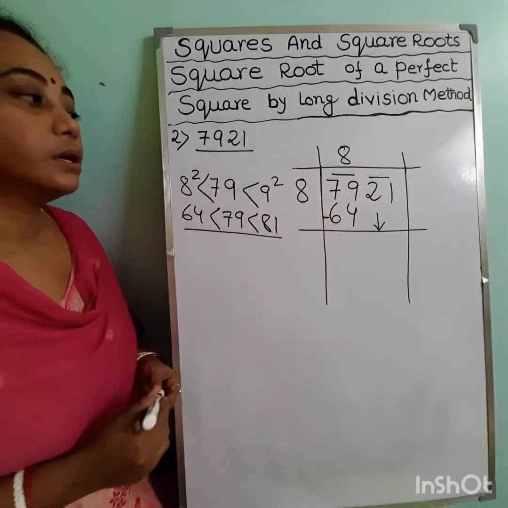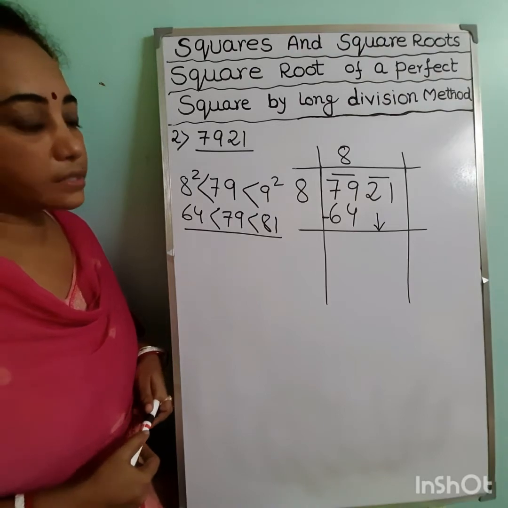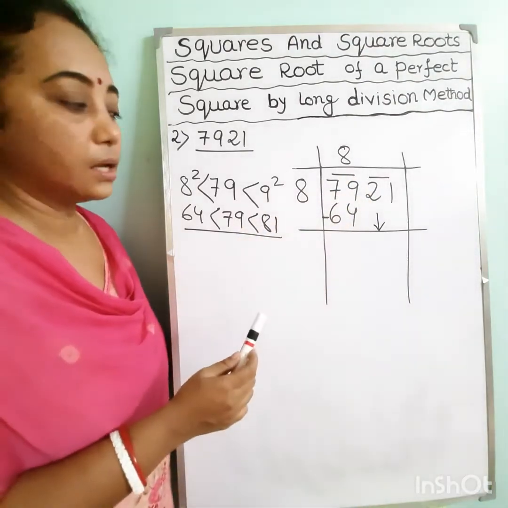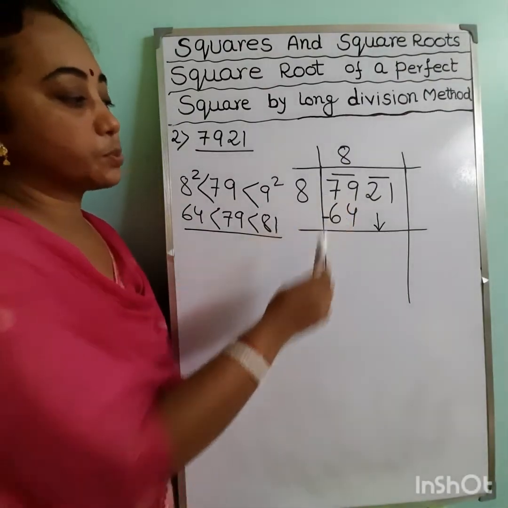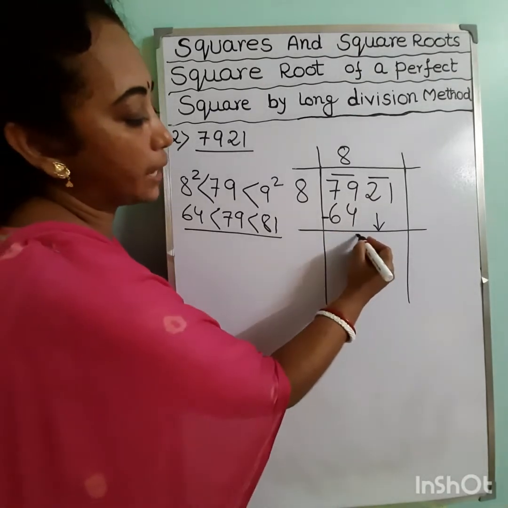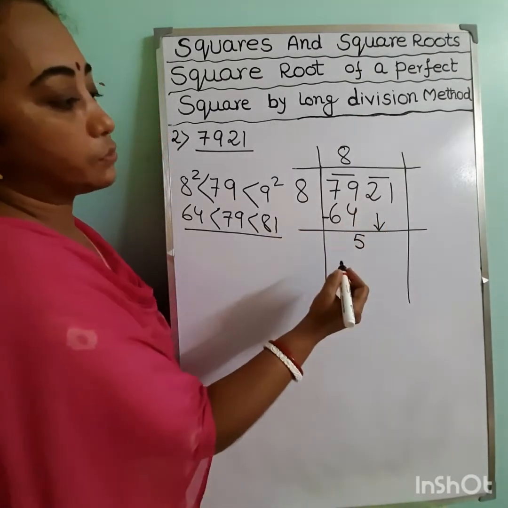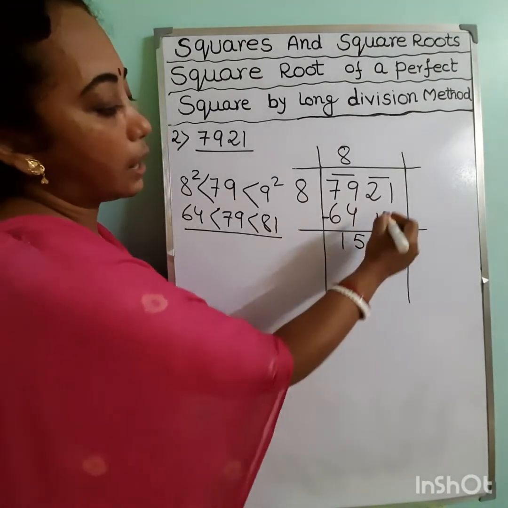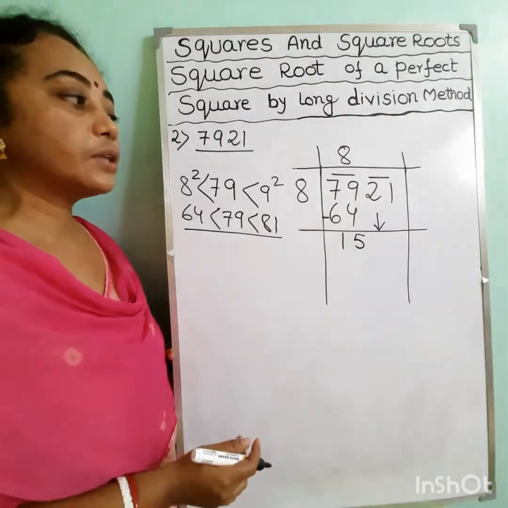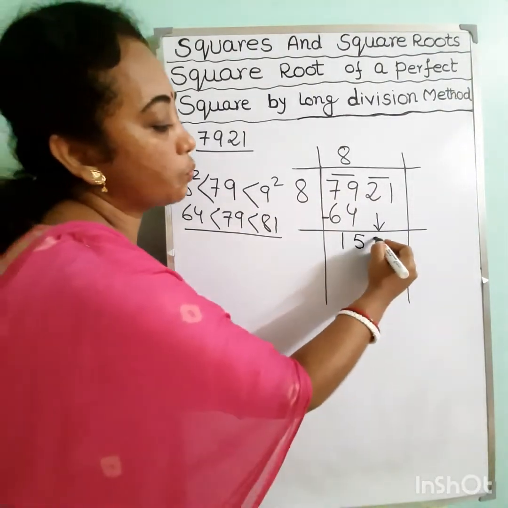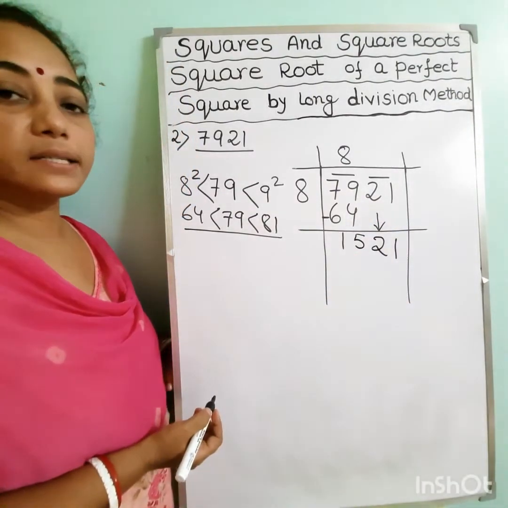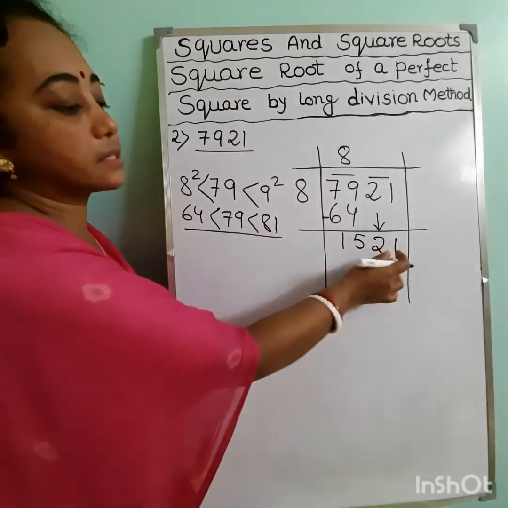After that we find the product of this divisor and the quotient. Here it is coming 8 8s are 64. Then we subtract the product from the first period, that is 79. After subtracting, we get 15 as the remainder. Then we bring down the next pair, that is 21. So we get the number 1521 as the new dividend.